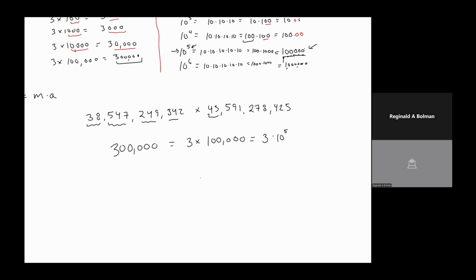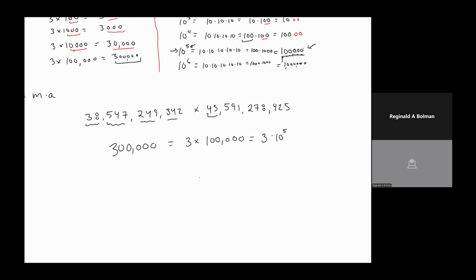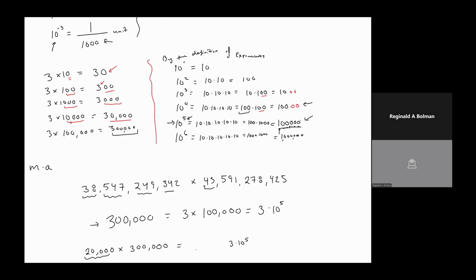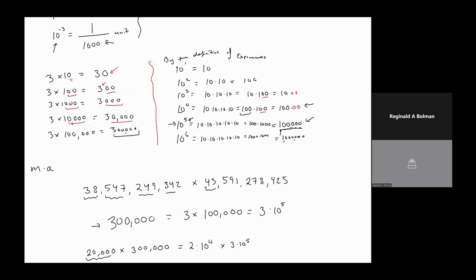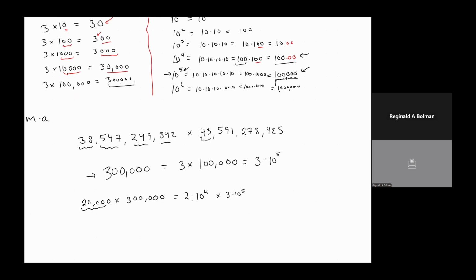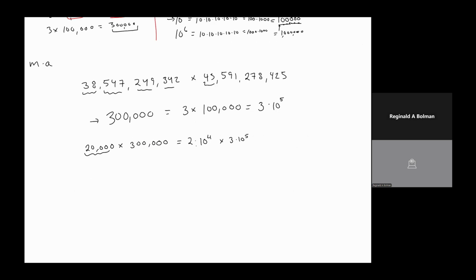Now I hope you can see that, say I wanted to do a calculation with this number 300,000. Say I wanted to multiply 20,000 by 300,000. If I write 300,000 as 3 times 10 to the fifth, and I write 20,000 as 2 times 10 to the fourth, according to our little chart, because 10 to the fourth is 10,000, so 20,000 is just 2 times 10,000. So I could write 20,000 as 2 times 10 to the fourth.